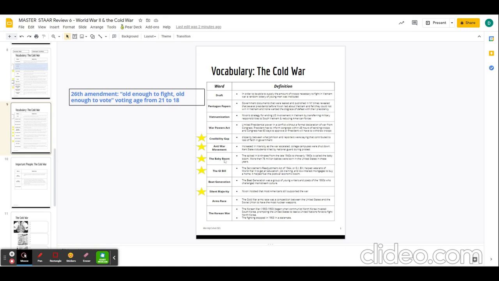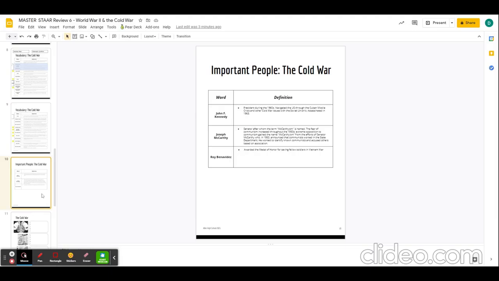And again, all of these terms can pop up on the test, but as I was saying, be familiar with all of these terms. You've got Korea down here also, that first proxy war between North and South Korea, where the United States came in to support South Korea. On the next slide, you have three key people: JFK, Joseph McCarthy, and Roy Benavidez, who was one of the war heroes of the Vietnam War.